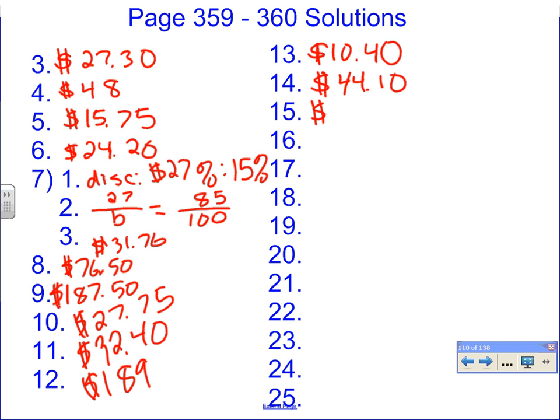Amberly, 15? Should be more than that. The original price was $78. Maybe you thought it was $7. It was $78, and then the sales tax is 6%. So your total has to be more than $78. You know what I mean? If the tax is 6%. Okay, Camille?